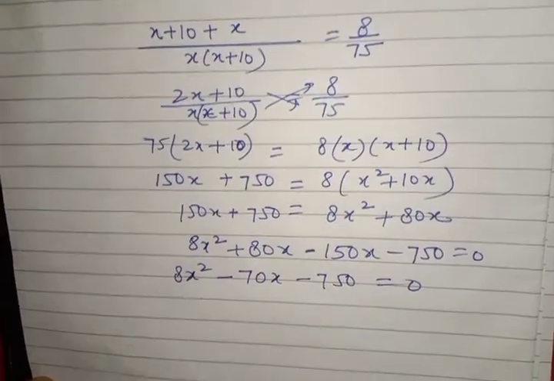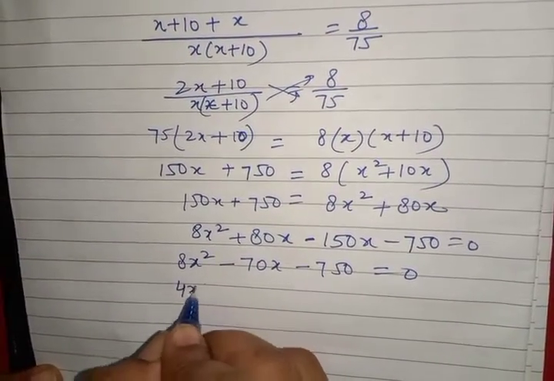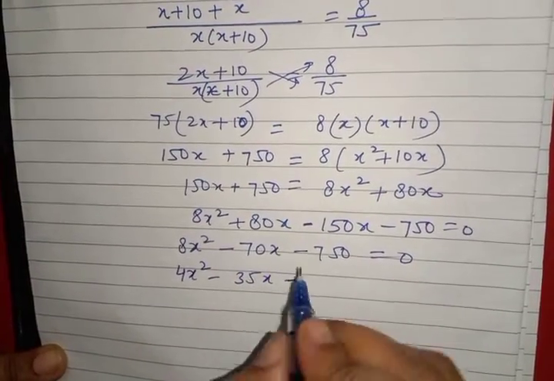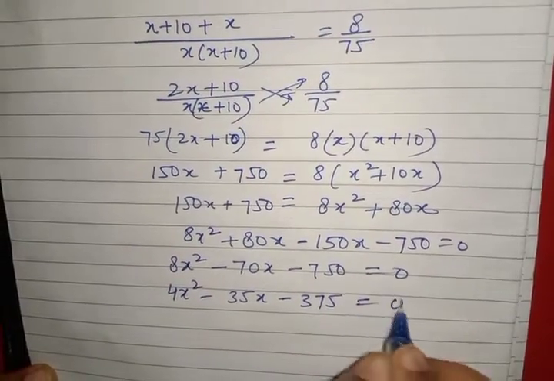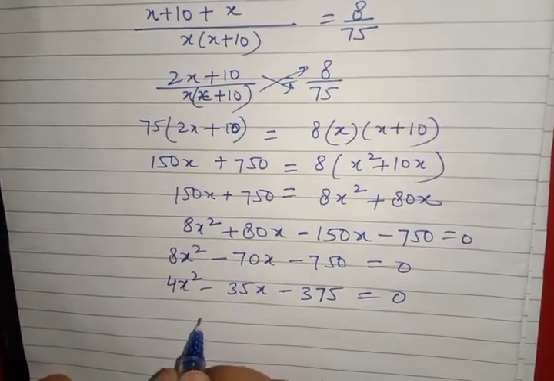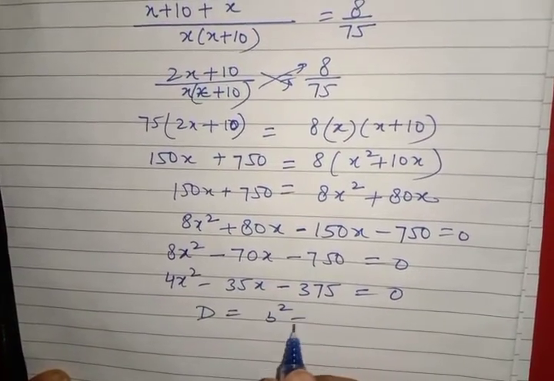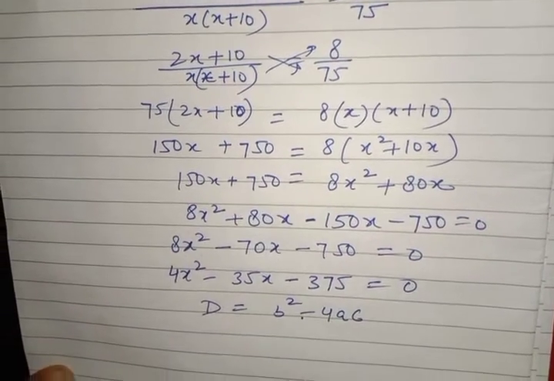We can take 2 common. Yes, we can take 2 common. So it will be 4x square minus 35x minus 375 is equal to 0. Now again you can apply the discriminant, which is b square minus 4ac, and solve the value of x.